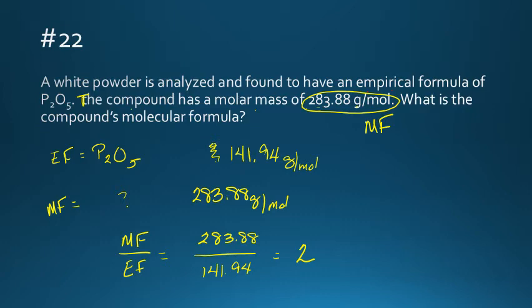Well, I'm going to multiply this and this by 2. So the molecular formula becomes P4O10. That's all there is to it.